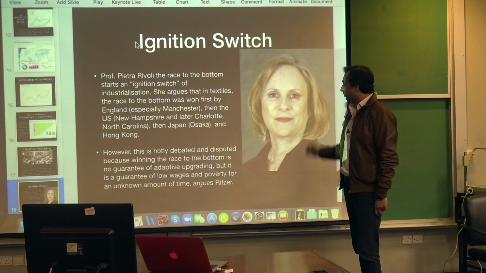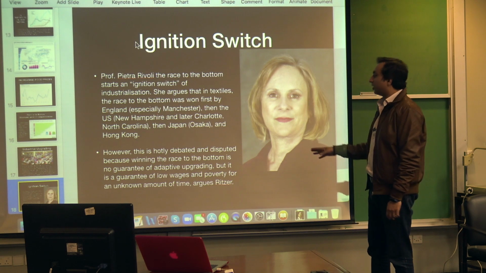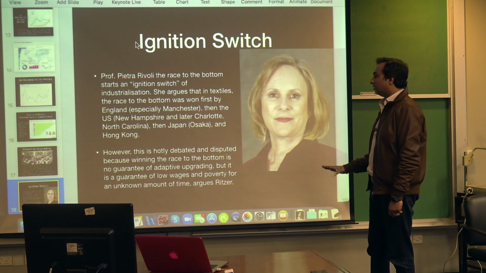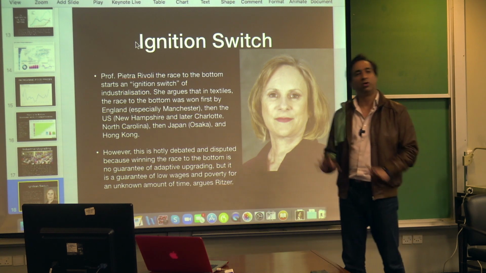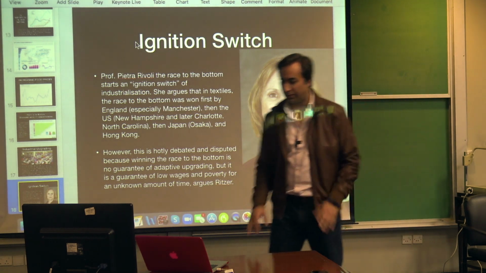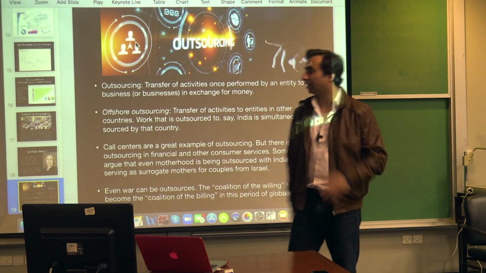So anyway, Ritzer says that it's no guarantee of adaptive upgrading, but it is a guarantee of low wages and poverty for an unknown amount of time. So this theory is not very strong, according to Ritzer.